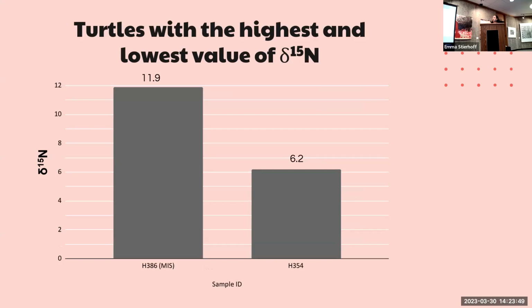These turtles, again, had the highest and lowest values of delta 15 nitrogen and had a high of 11.9. And this turtle came from Moku'ola, while the turtle H354 had a lower value of 6.2 and came from Richardson's Ocean Park.